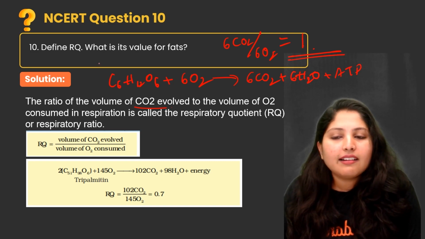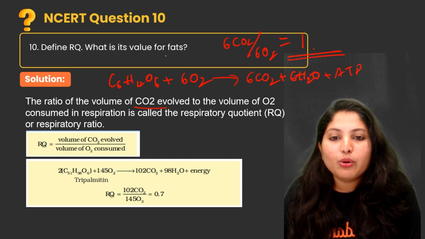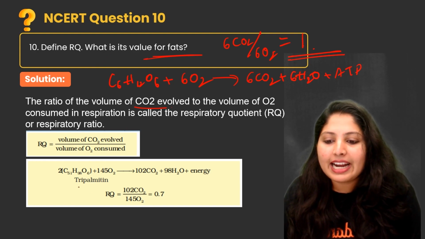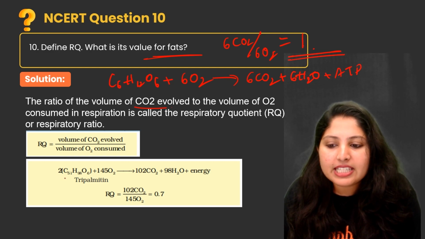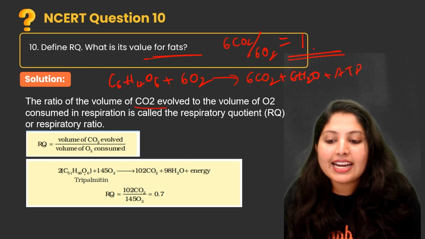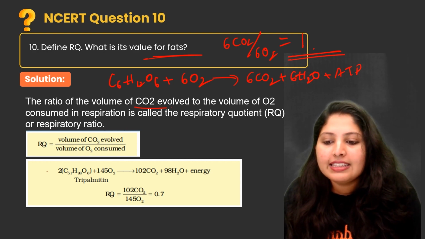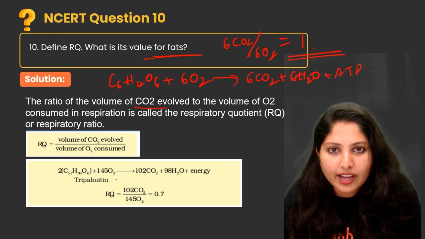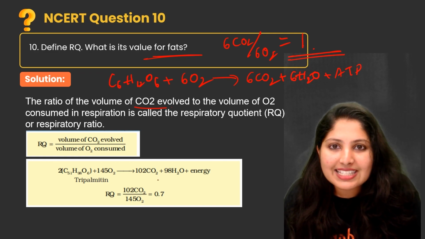But here they asked what is the value for fat, right? So we'll take the example of tripalmitin. Tripalmitin is C51H98O6. This molecule is combining with oxygen to oxidize this molecule.